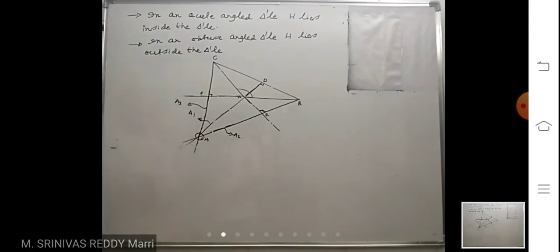This is an obtuse angle triangle. Suppose in a right angle triangle, very important point this one.